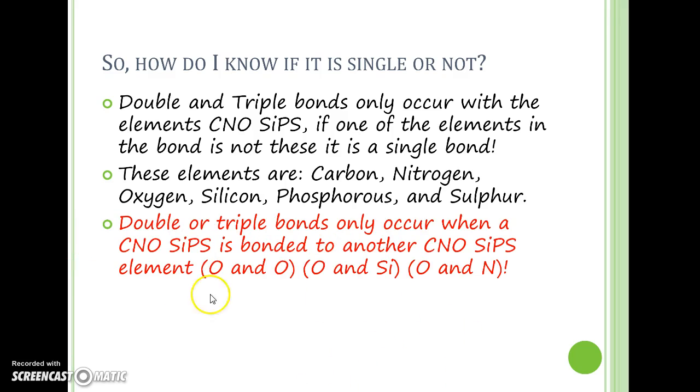So the elements of that acronym are carbon, nitrogen, oxygen, silicon, phosphorus, and sulfur. So double and triple bonds only occur when a CNO SIPs element is bonded to another CNO SIPs element. So oxygen and oxygen, oxygen and nitrogen, or nitrogen and silicon, or phosphorus and sulfur, as long as both are CNO SIPs, it is a double or triple bond.